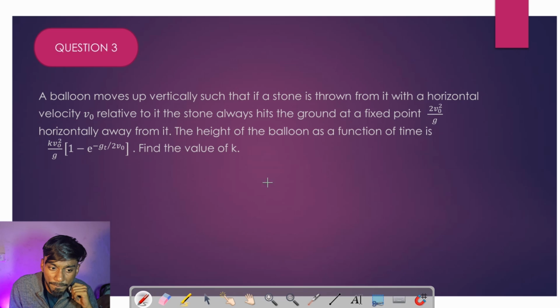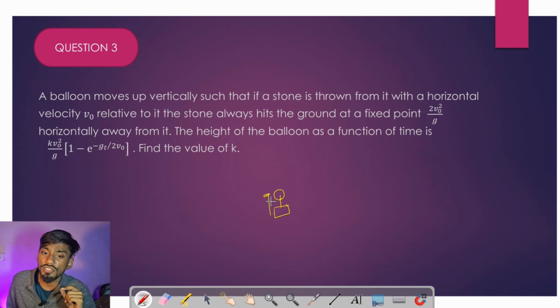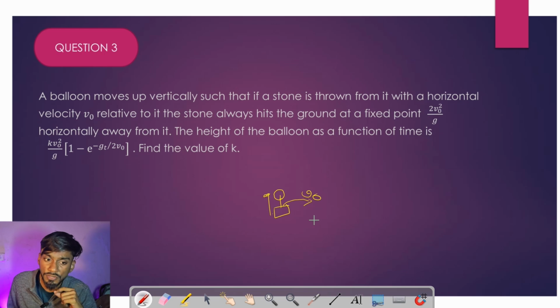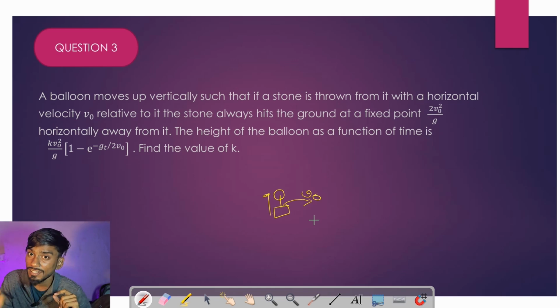Let's see this question. First of all, a balloon moves up vertically, right? Let's say this is the balloon. It is moving vertically upward, and then a stone is thrown from it with a horizontal velocity v naught. So this is moving, and at the same time a stone is thrown with a horizontal velocity v naught relative to the balloon. Very good. The stone always hits the ground at a fixed point 2 v naught square by g. They have mentioned the range.